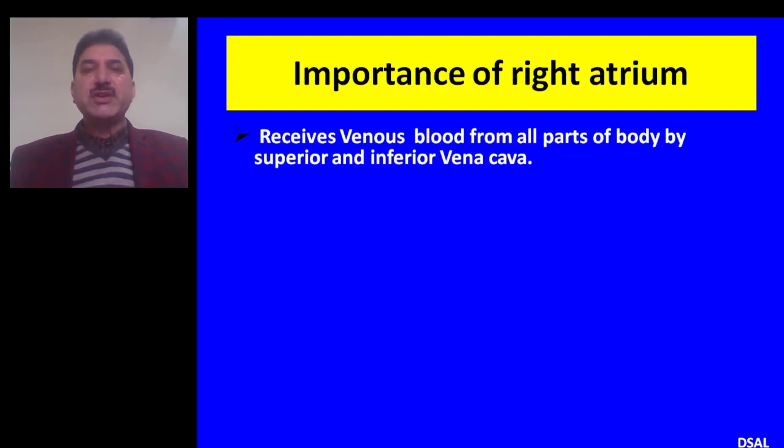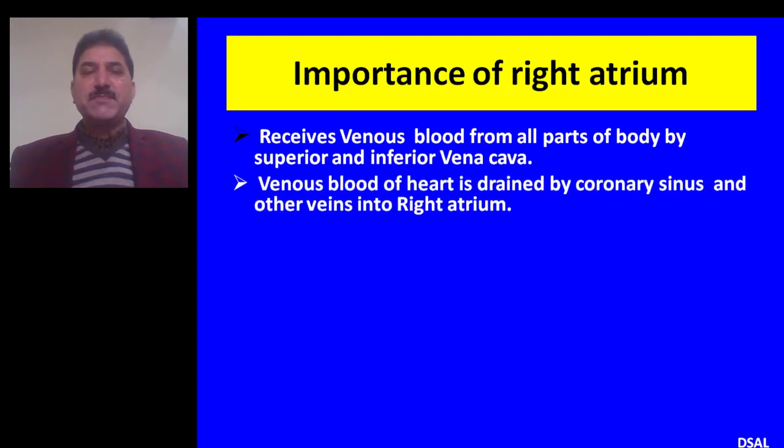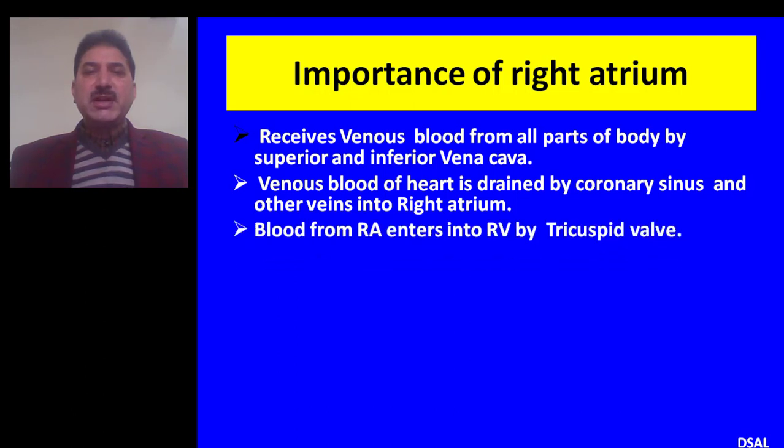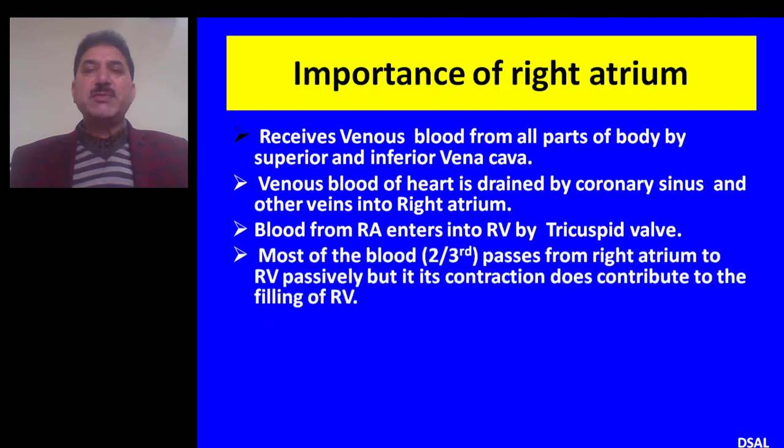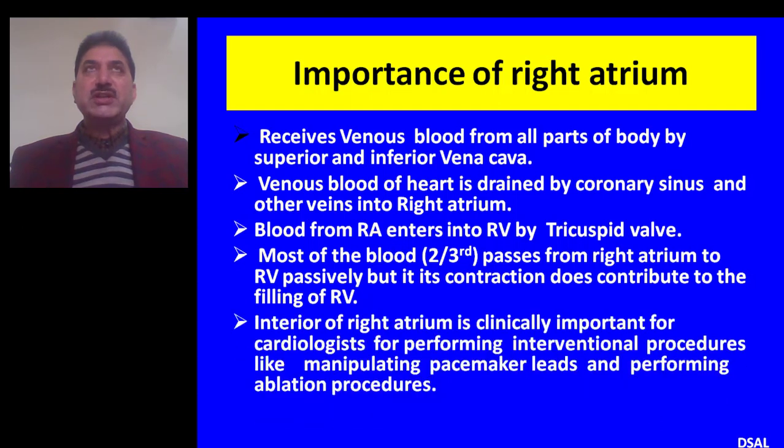Importance of right atrium. As already said, the right atrium receives venous blood from all parts of the body by the superior and inferior vena cava. The right atrium also receives the venous blood of the heart, which is drained by the coronary sinus and other veins into the right atrium. Blood from the right atrium enters the right ventricle by the tricuspid opening, which is guarded by the tricuspid valve. Most of the blood passes from the right atrium to the right ventricle passively, but its contractions do contribute to the filling of the right ventricle during diastole.